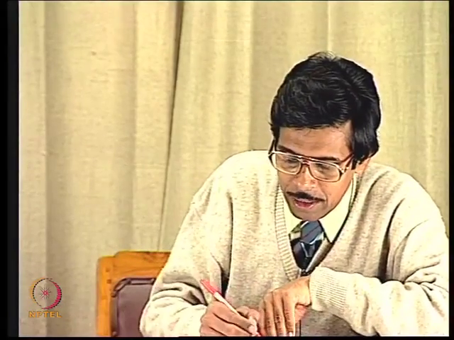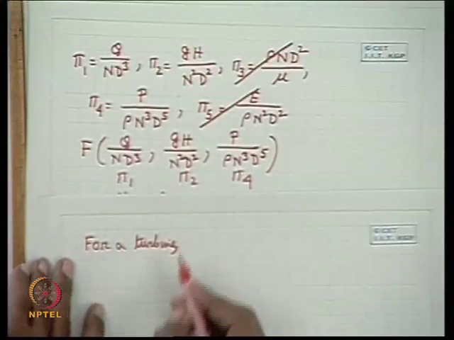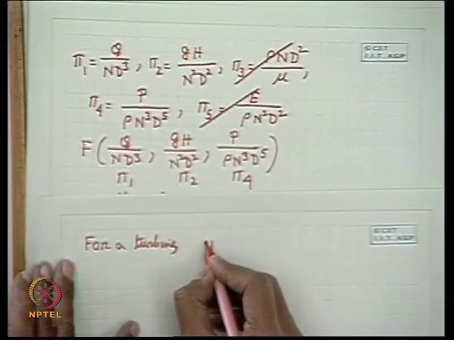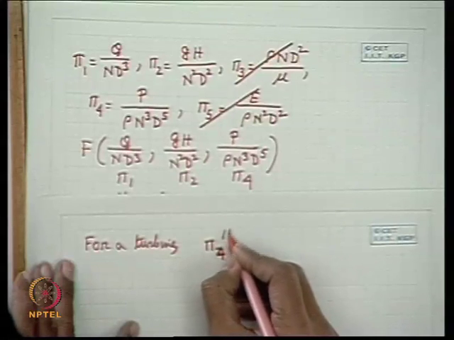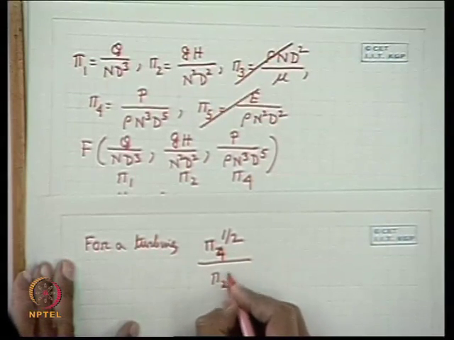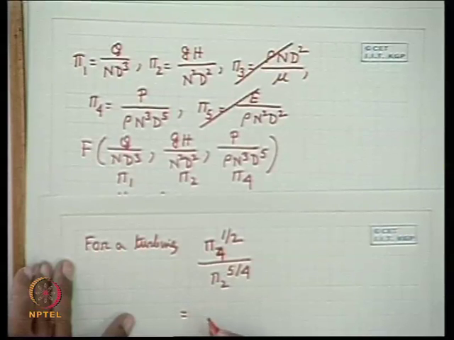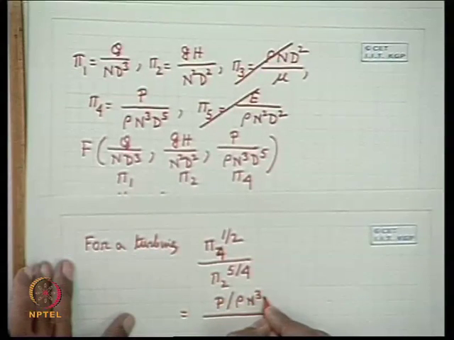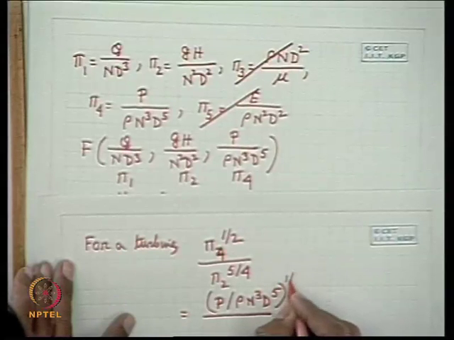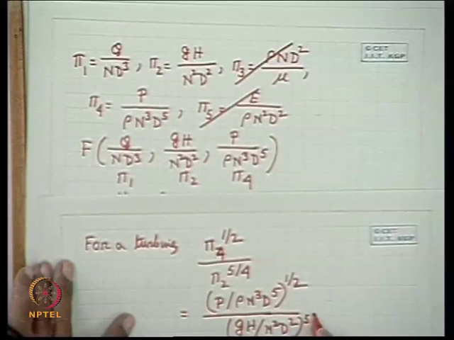Now here, for a turbine, if we find out a term which is equal to pi 4 to the power half divided by pi 2 to the power 5 by 4. This can be done by these manipulations in the case of turbine. Then what does it become? What is pi 4? Pi 4 is P by rho n cube d to the power 5, to the power half, divided by pi 2, that is g h by n square d square, to the power 5 by 4.